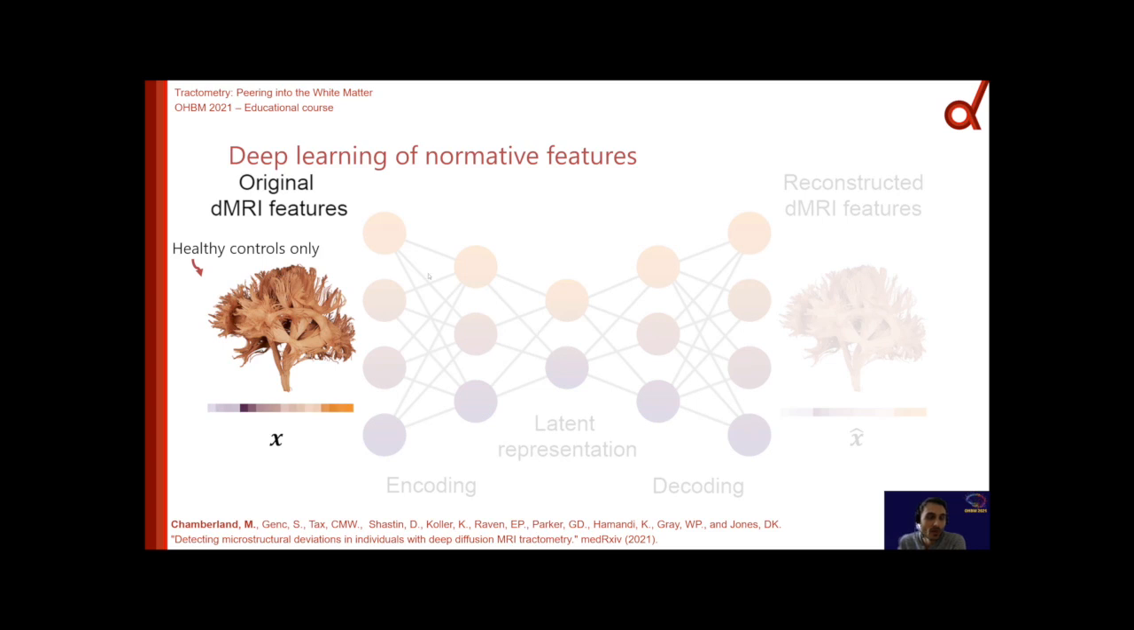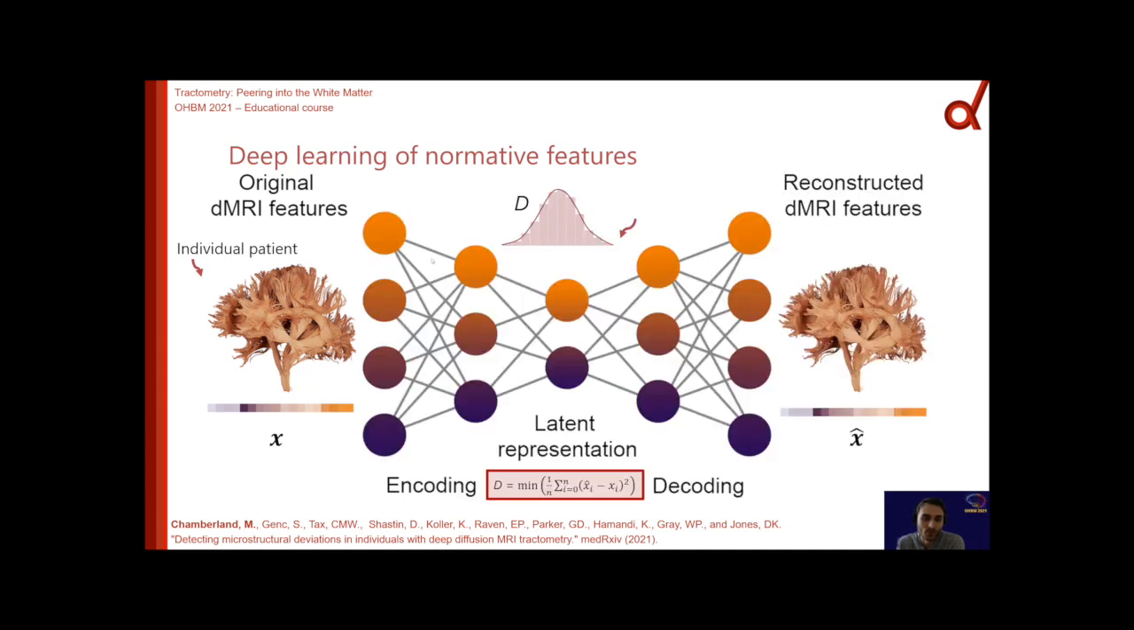So a way of thinking about normative modeling could also be to train a network using only healthy controls data to learn what would be a healthy brain, basically. If you give as input a set of tract profiles which only come from healthy controls, in this case we use the deep autoencoder. So we compress the data and decompress the data, and the goal is to obtain the same input in the output. And you learn what latent representation best represents this healthy control database.